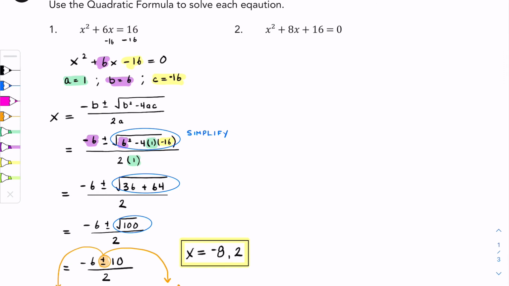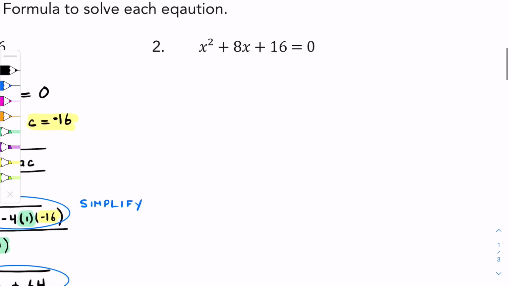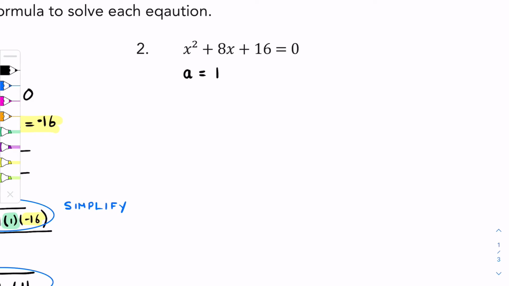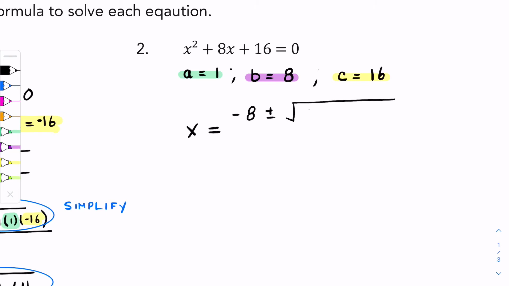Okay, number 2. Already in standard form, we have an a value of 1, a b value of 8, a c value of 16. When I substitute these values into the quadratic formula, negative 8 plus or minus the square root of 8 squared minus 4 times 1 times 16 divided by 2 times 1.